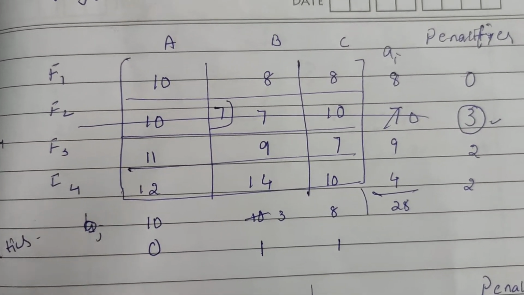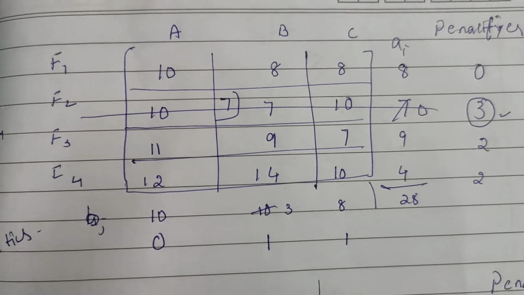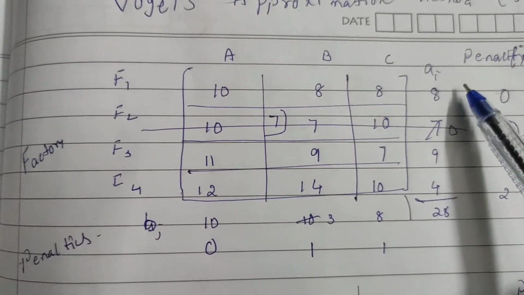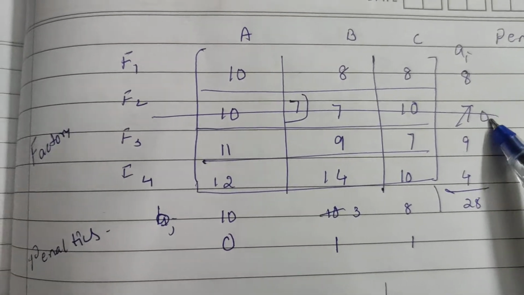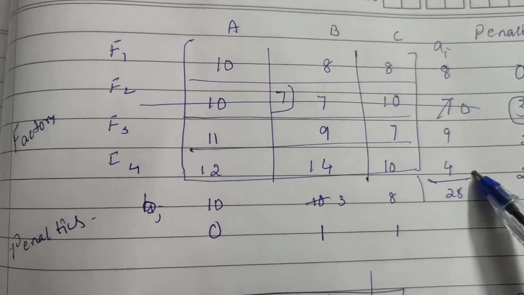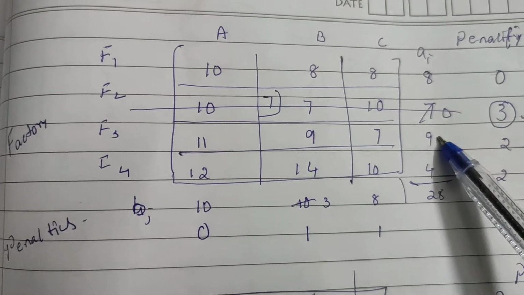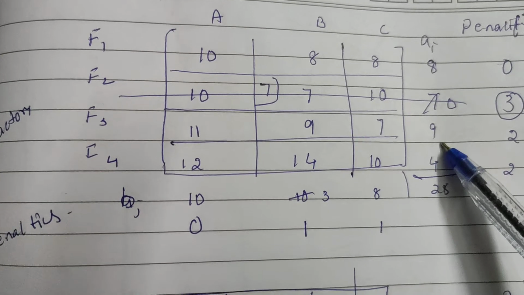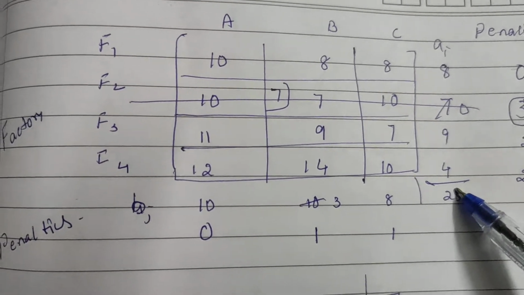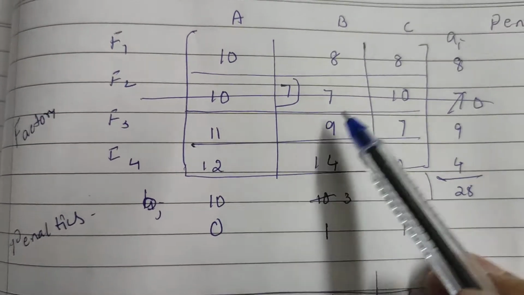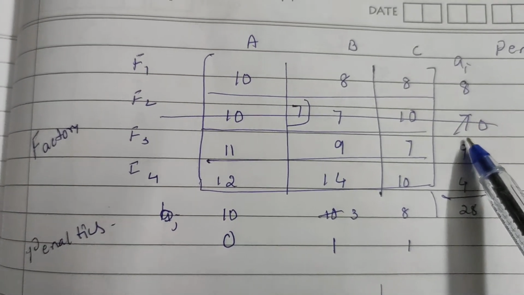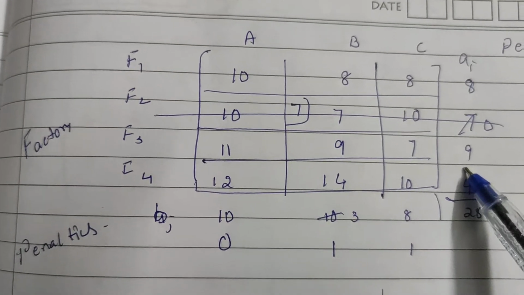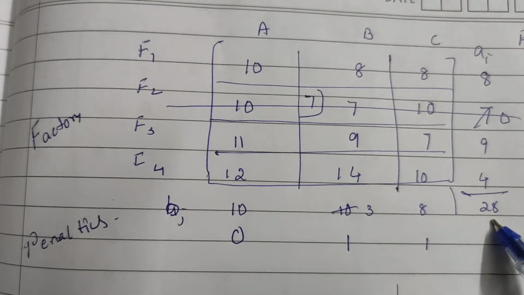First check whether it is balanced or unbalanced. First, row-wise checking: 8 plus 7 plus 9 plus 4. 8 plus 7 is 15. 15 plus 9 is 24. 24 plus 4 is 28.